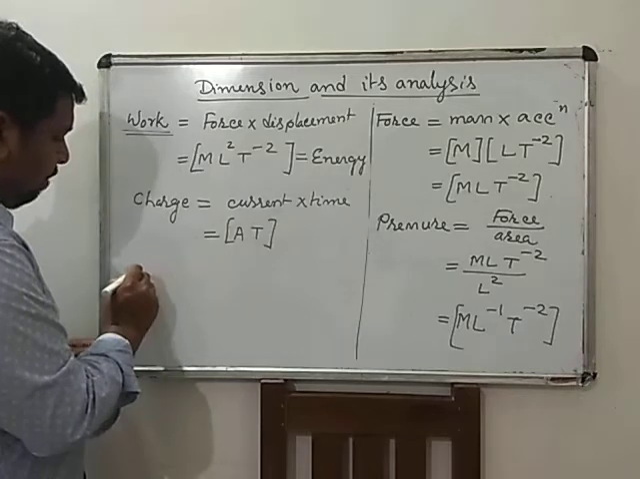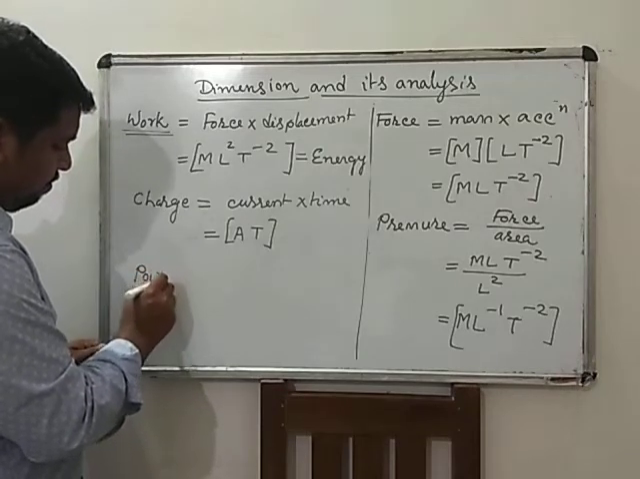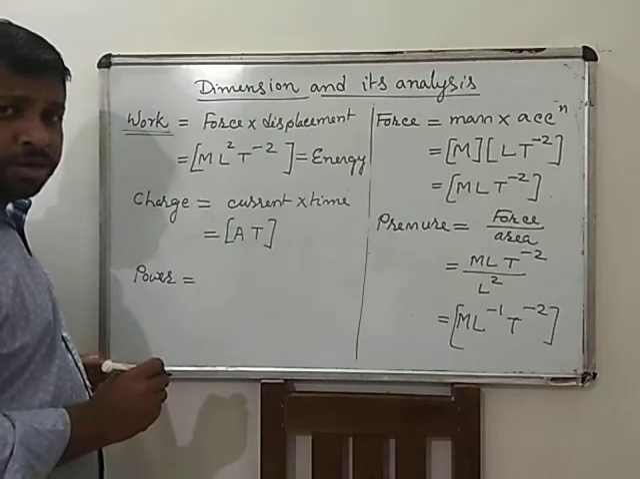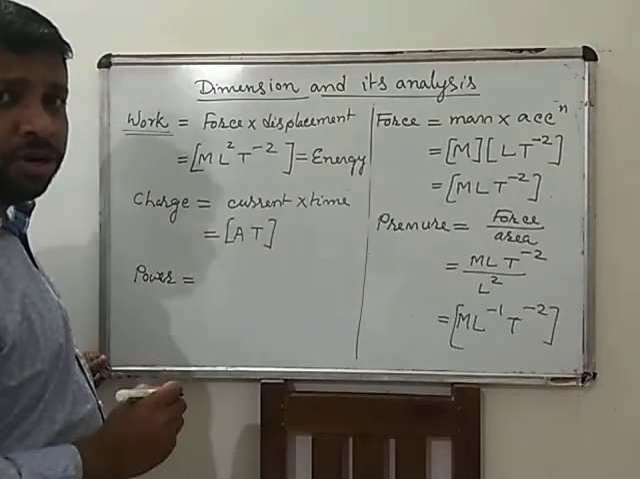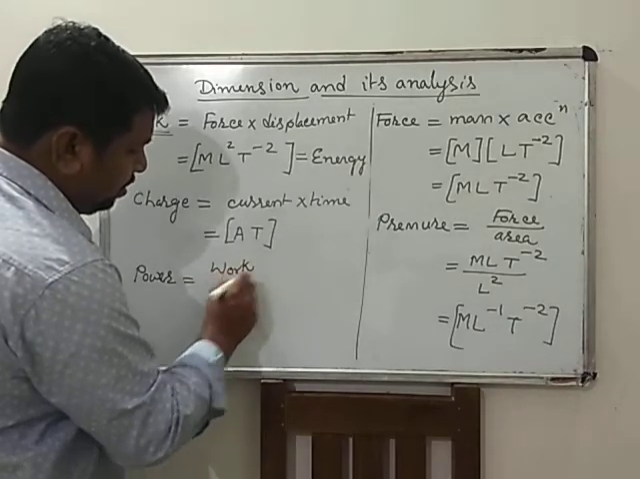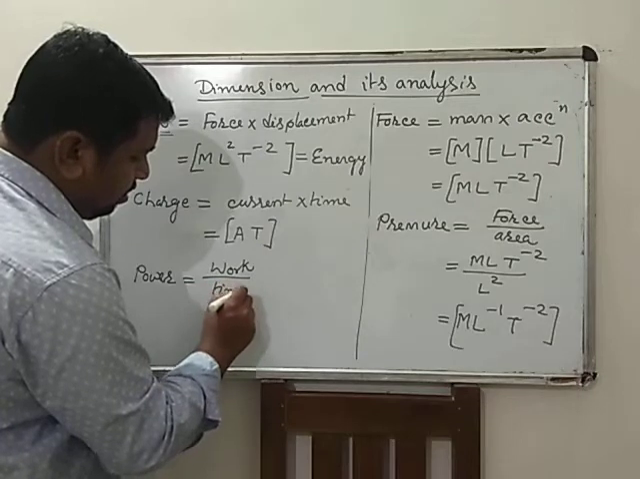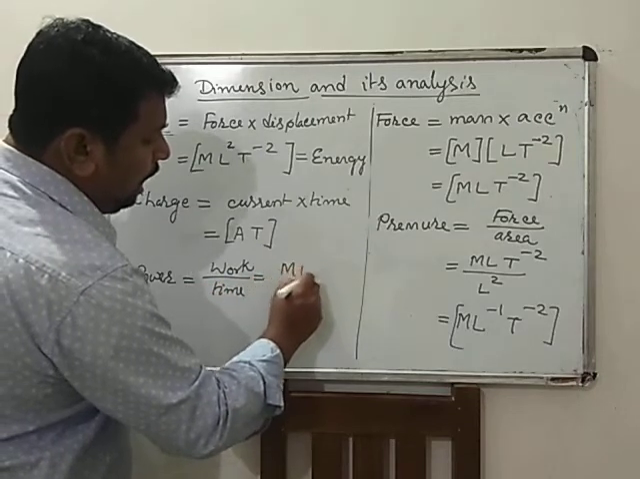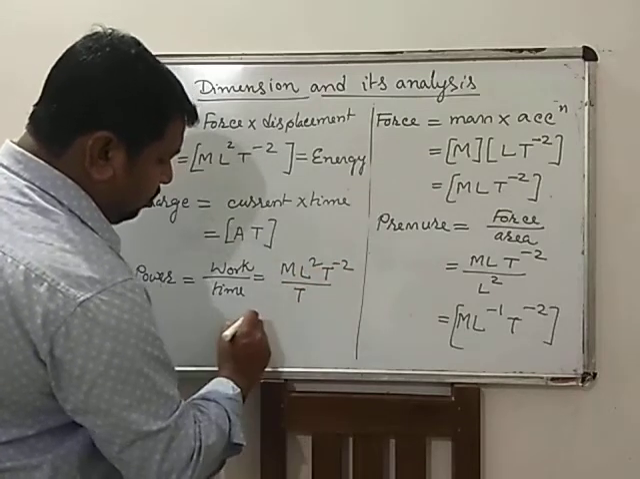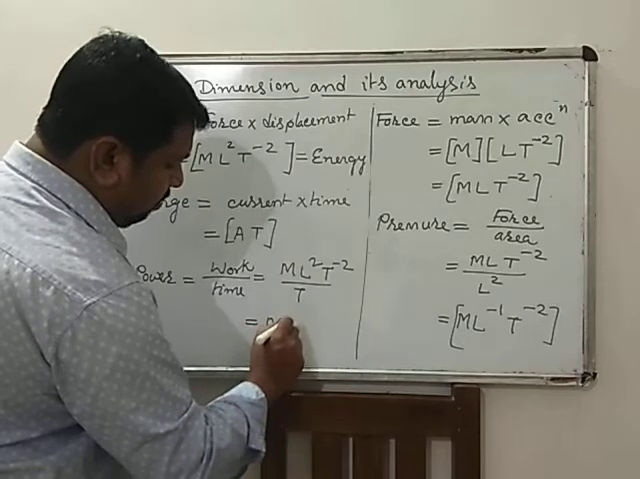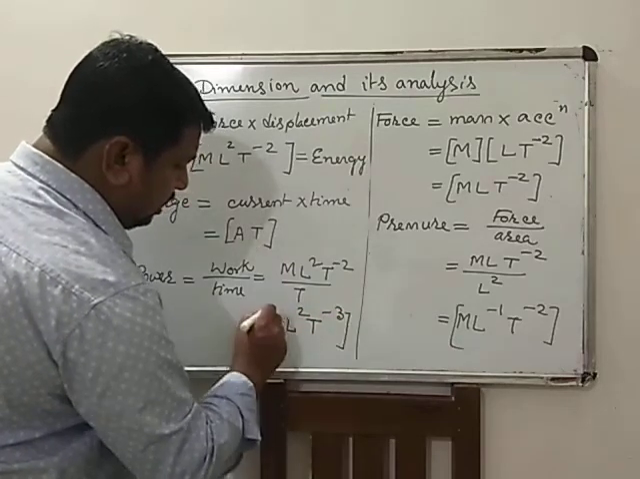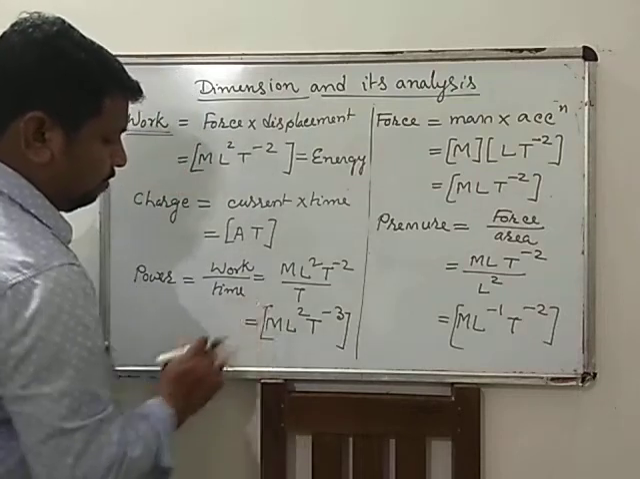Next, another one, power. Power is the rate of work done. Work by time. Work is M L square T inverse 2 divided by time T. So it will be M L square T inverse 3. So this is the dimensional formula of power.